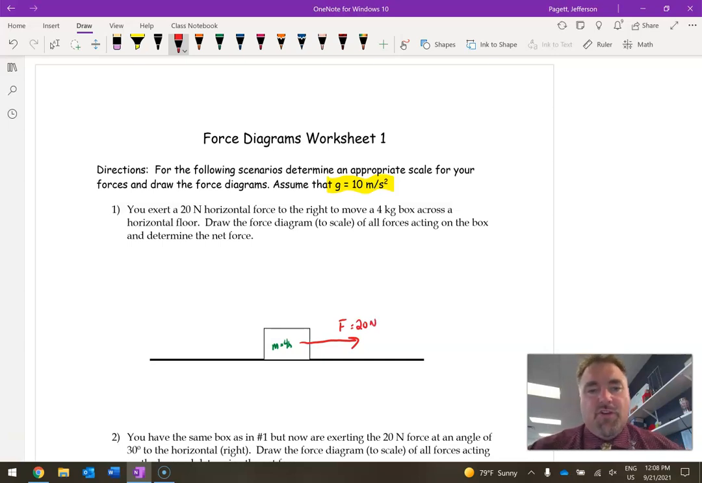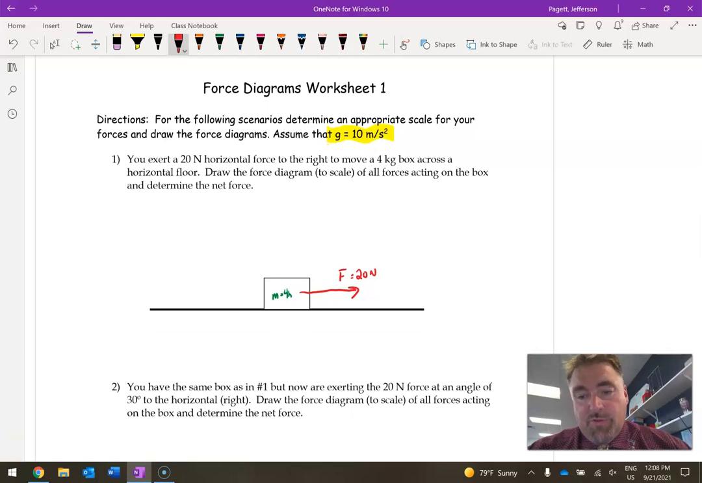Now it says draw a force diagram to scale, and this is roughly to scale because I don't have a ruler on here, of all the forces acting on the box and determine the net force. Well, we already know that there's a force pushing it to the right. But we ask ourselves, are there any other forces acting on it? And the first one right out of the gate, yes, definitely, there is a force due to gravity. That force due to gravity is pulling it down.